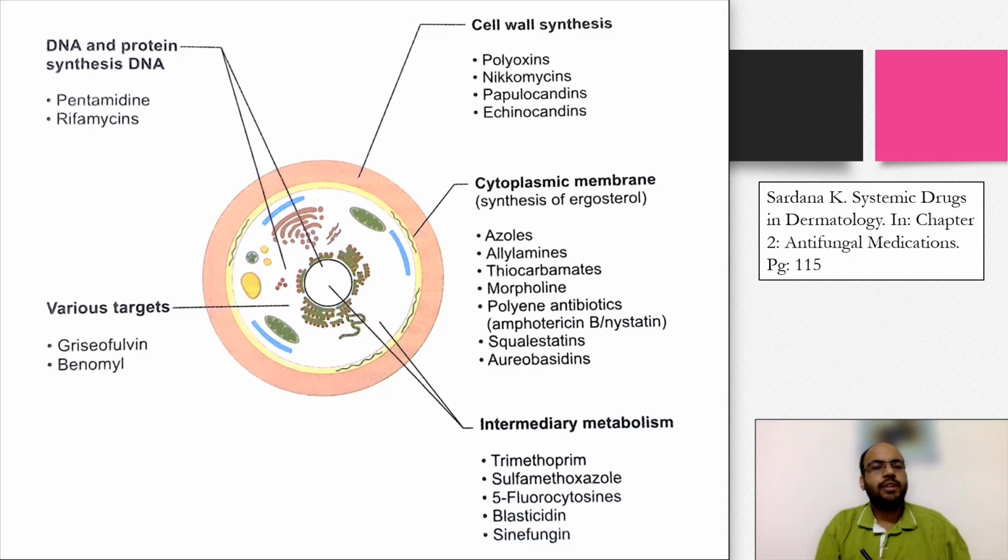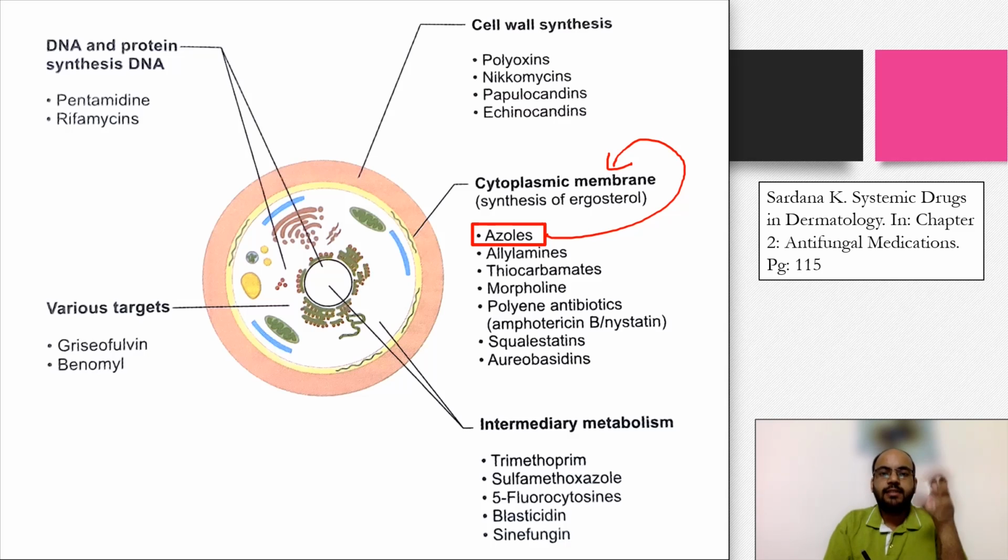Now, how does itraconazole act? This is the same diagram that we showed in the terbinafine video, but this time we'll be discussing the azole group. The azole group acts on the cytoplasm of the fungal cell. What it actually does there is inhibit the synthesis of ergosterol.